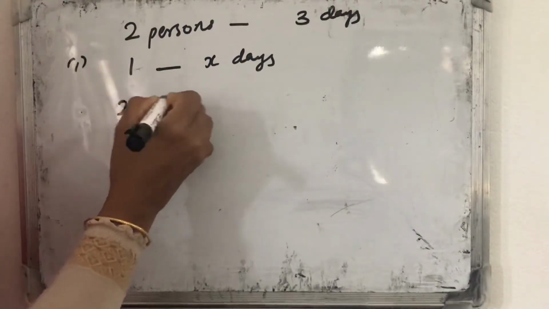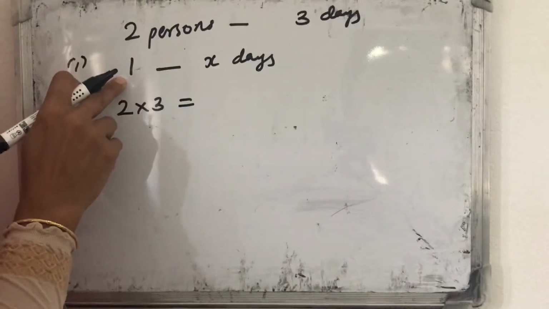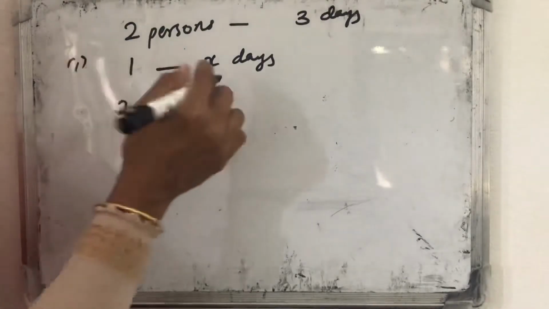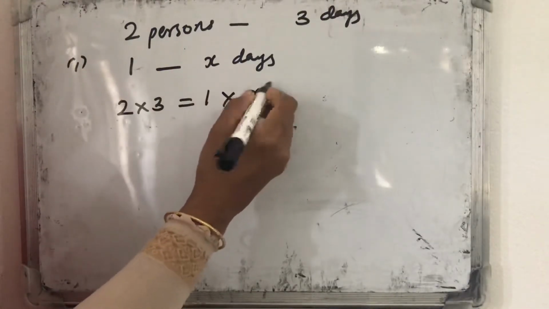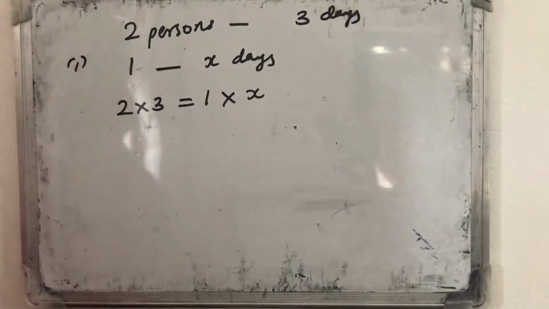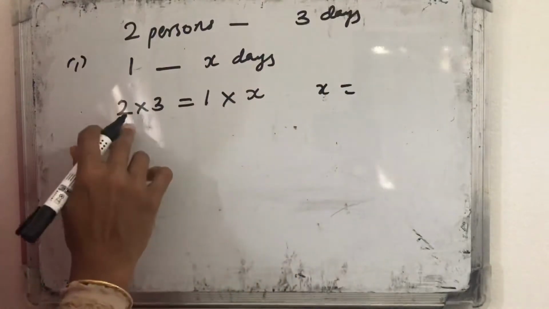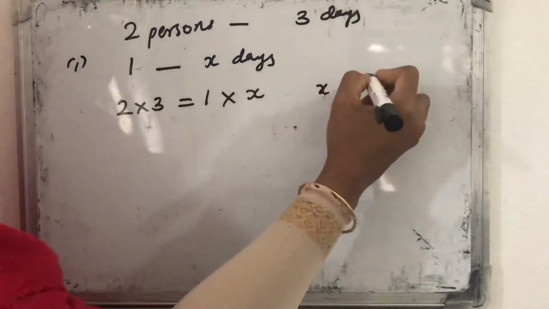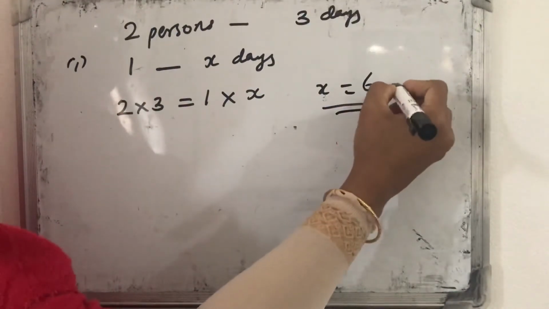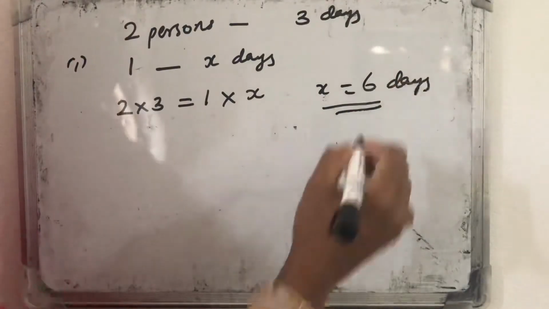So 2 into 3 is equal to 1 into x, because the number of persons is 1 and the days we don't know, so we take it as x. So what will be x? x is equal to 2 into 3, that is 6, divided by 1, that means 6 days are needed.